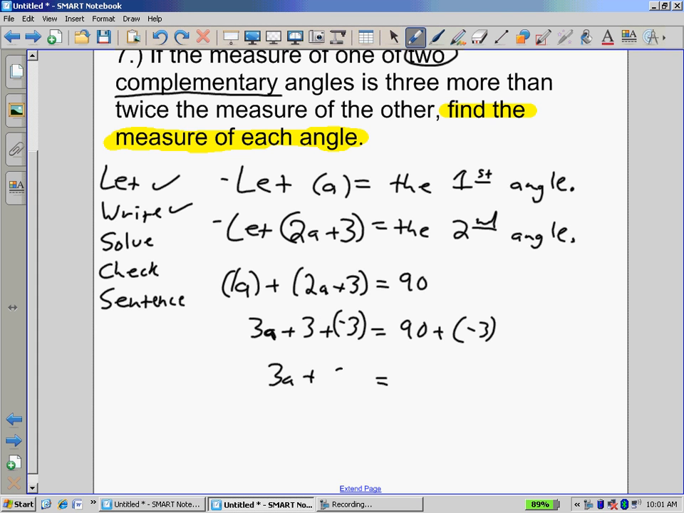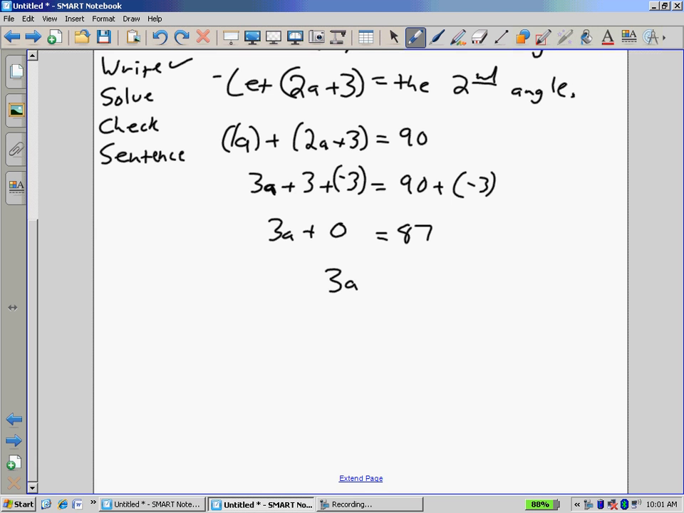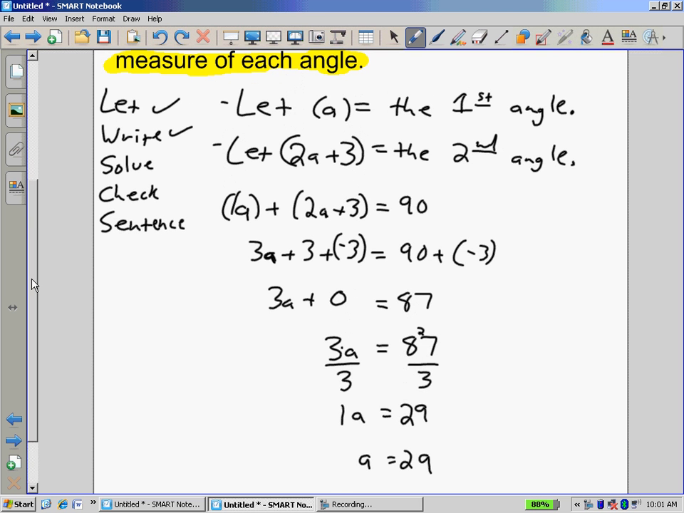Three plus negative 3 is 0. That's good. We're heading in the right direction. 90 plus negative 3, 87. Okay, first addition or subtraction, then multiply, divide. So we're going to divide, do the opposite of multiplication there, divide by 3. 3 divided by 3 is 1. 8 divided by 3, 2, with remainder 2. 3 into 27 is going to be 9. So A equals 29. So we think we're on the right track here. Let, write, solve. We've done a third step here.